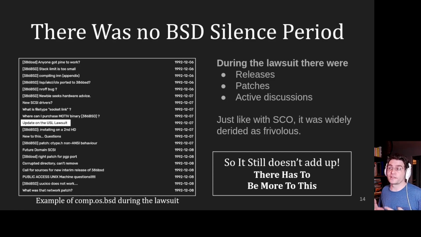I mapped out the velocity of the 386BSD Usenet articles and tried to see if there's any noticeable decrease or change in the velocity of activity correlated with the court case activities. And although I'm not a data scientist by any means, the two looked completely unrelated. Also, the release schedule didn't seem to have been interrupted in any way.